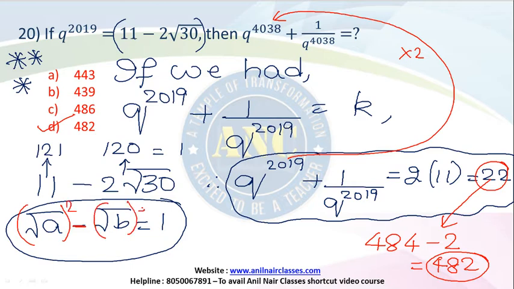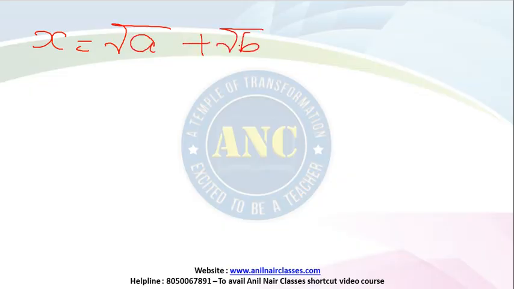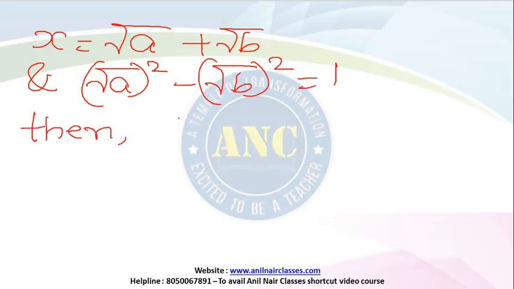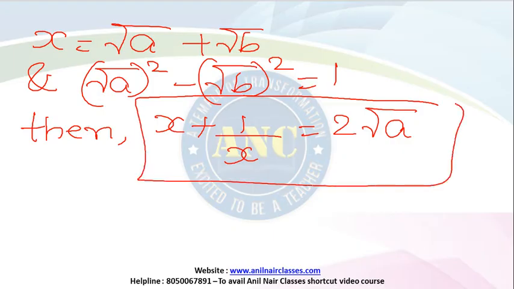If root A whole square minus root B whole square, I told you very clearly that if x is of the form root A plus root B and root A whole square minus root B whole square is equal to 1, then, you can refer to the previous video, x plus 1 by x is equal to 2 root A. This is what I am using right now. Because the 1 by x was missing in the question, I am using this condition initially and getting this 1 by x term also added with x, and thereby later it is very simple to convert.